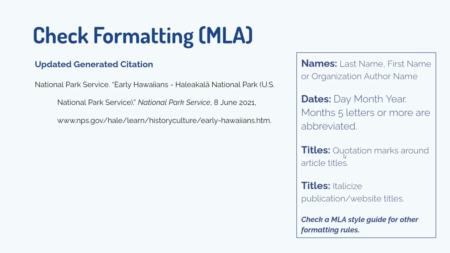My article title has to have quotation marks around it, which it does. I need to italicize the name of the whole website or the whole container, and that is italicized, so that's great. Here's my publication date. They have day, month, year, and it says months that have 5 letters or more are abbreviated. Well, June only has 4, so I don't need to abbreviate that, so I'm good. And then, of course, I have my URL at the end. If you're looking for additional formatting rules, go to the MLA's official website to find out more information. But this one's looking pretty good, so no formatting changes needed here.